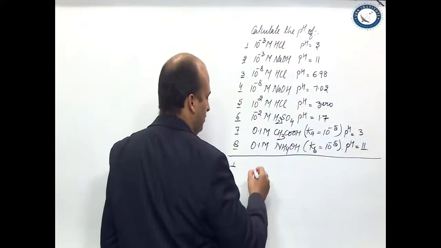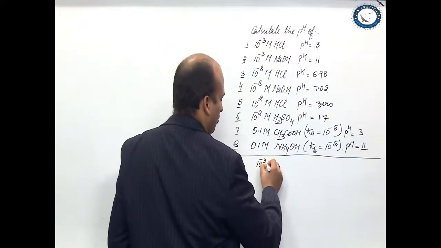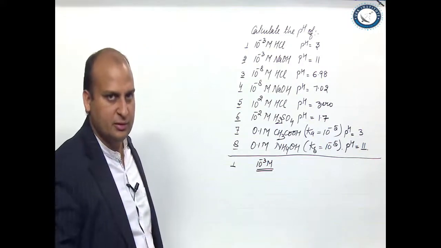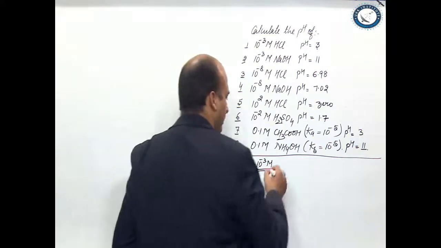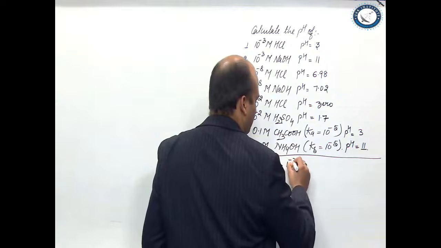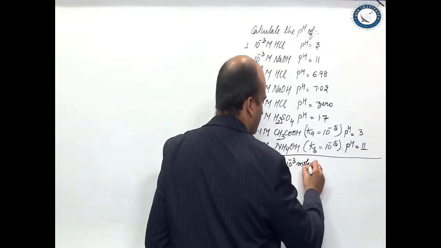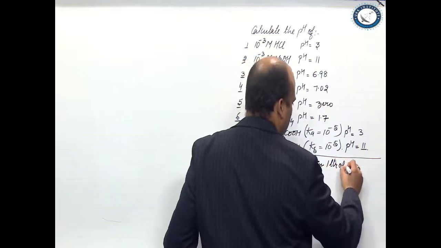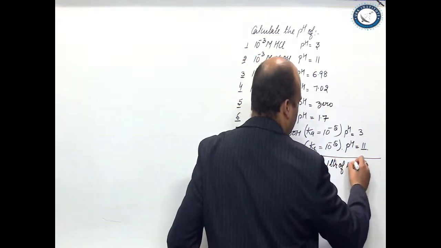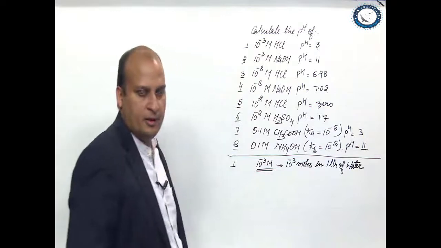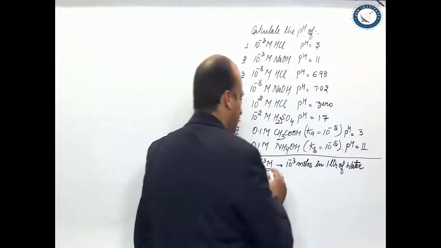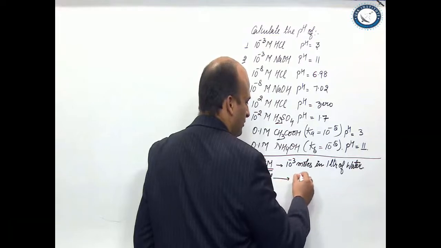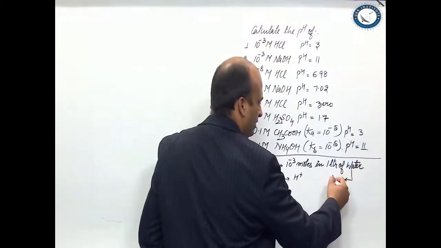See, the very first thing that you need to do is know what is the meaning of 10 raised to power minus 3 molar. What is the meaning of this? It means that we have added 10 raised to power minus 3 moles in 1 liter of water, as we are taking water as the solvent. Now interestingly, this 10 raised to power minus 3 molar HCl, you are getting H plus from here as well as you are getting H plus from water.